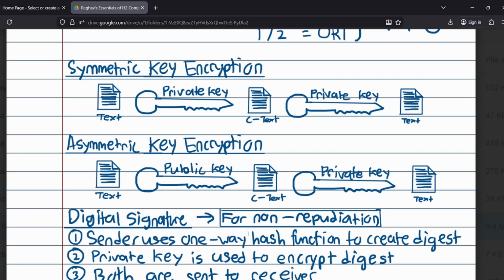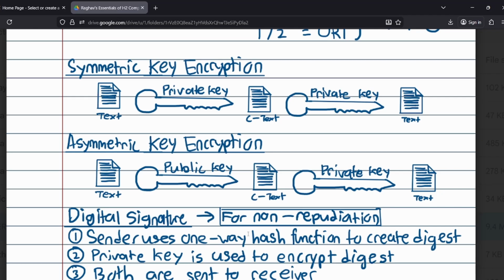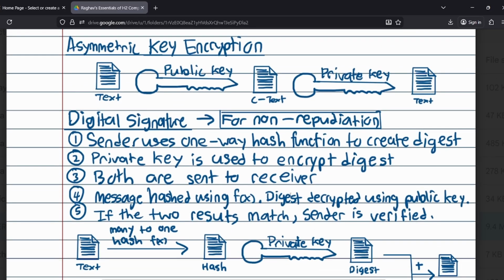Now we have symmetric and asymmetric key encryption. Symmetric key just means that there's a private key, and you can use that private key to decrypt it. It's simple, it's normal, it's basic. Asymmetric key encryption is a bit different. You have a public key and a private key, and they are not the same. Public keys are released to the public, and you cannot get the original data from them compared to a private key. Asymmetric key architecture is used in digital signatures.